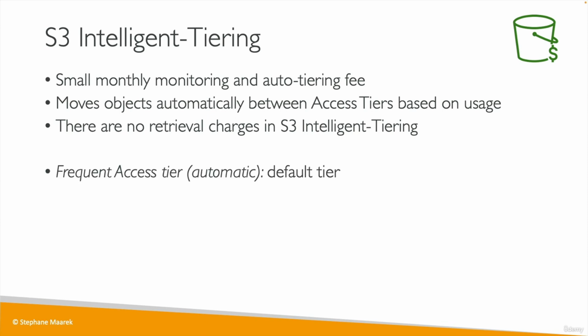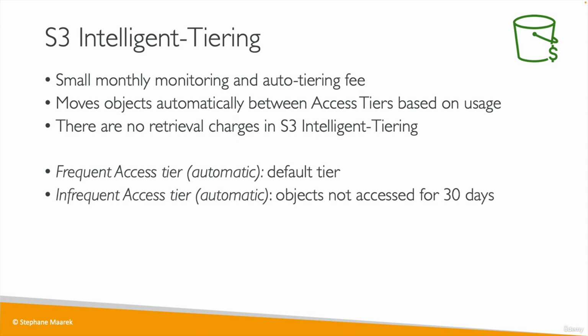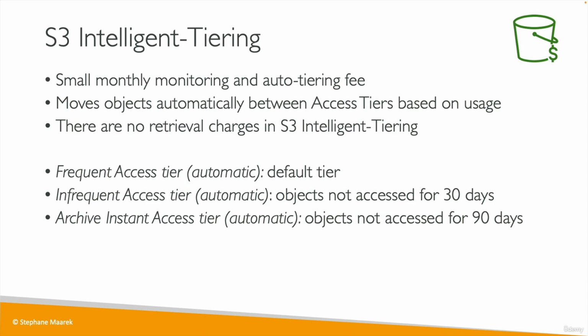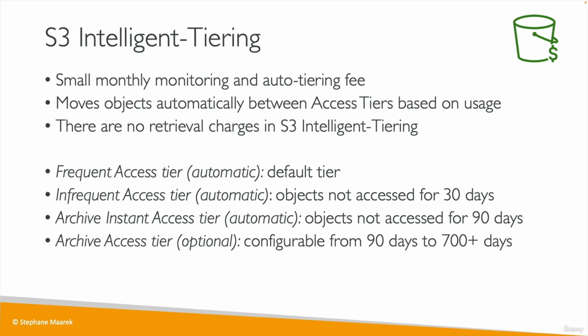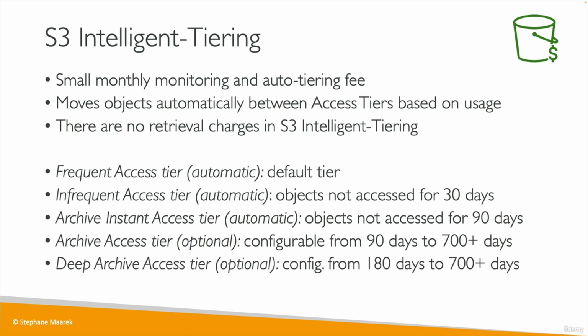So there is the frequent access tier, that's automatic, that's the default tier. Then we have the infrequent access tier for objects not accessed, for example, for 30 days. Then you have the archive instant access tier, automatic as well, for objects not accessed over 90 days. And then the archive access tier, that's optional. And you can configure it from 90 days to 700 plus days. And then you have the deep archive access tier, also optional, that you can configure for objects that haven't been accessed between 180 days to 700 plus days. Okay? So S3 Intelligent-Tiering is really to allow you to just sit back and relax while S3 moves objects for you.